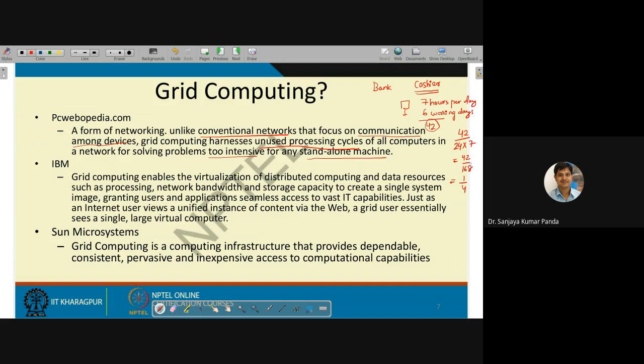Somebody mentioned about 84, right? 84 is 1 by 2, right? So 84 double is 168. So it is 1 by 4. So it is same as 0.25.